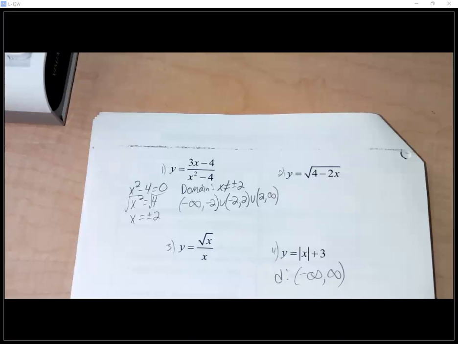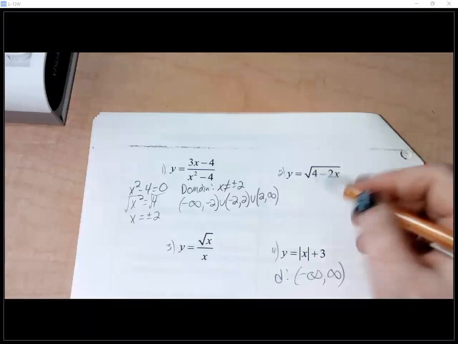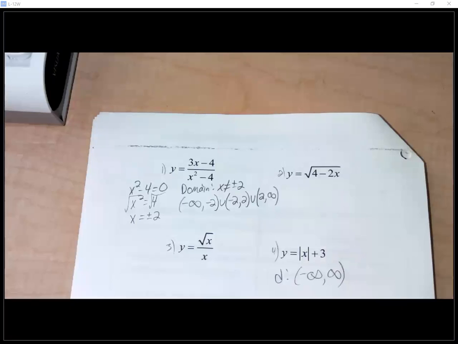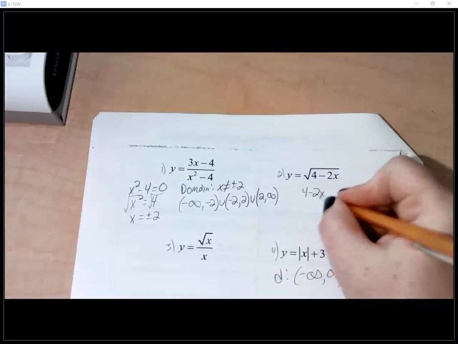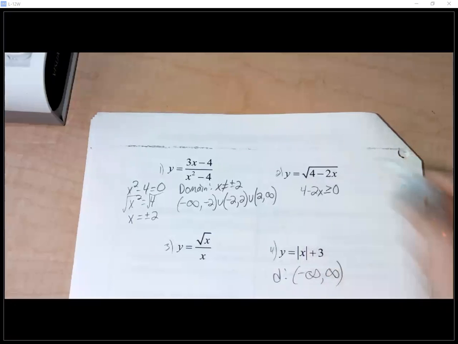This is the other type of issue. This one doesn't have a fraction with a variable in the denominator, so I don't have to worry about that. But I do have an even index radical. So what's the problem though? Why is this an issue? I can't take the square root of a negative. So how do I make sure that I don't do that? 4 minus 2x.